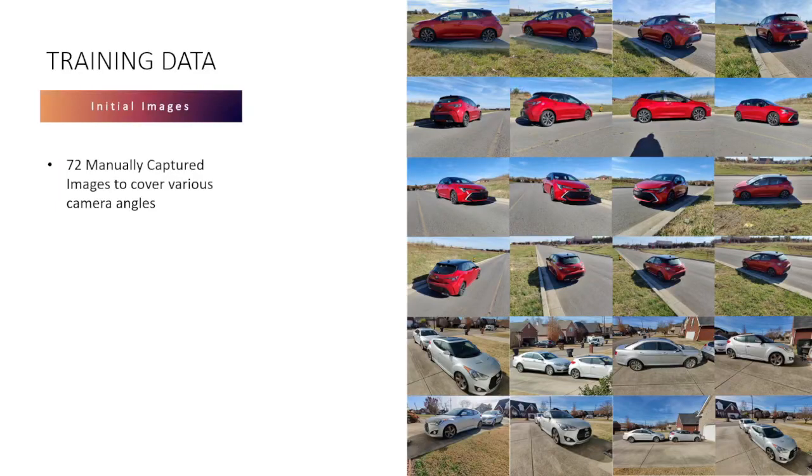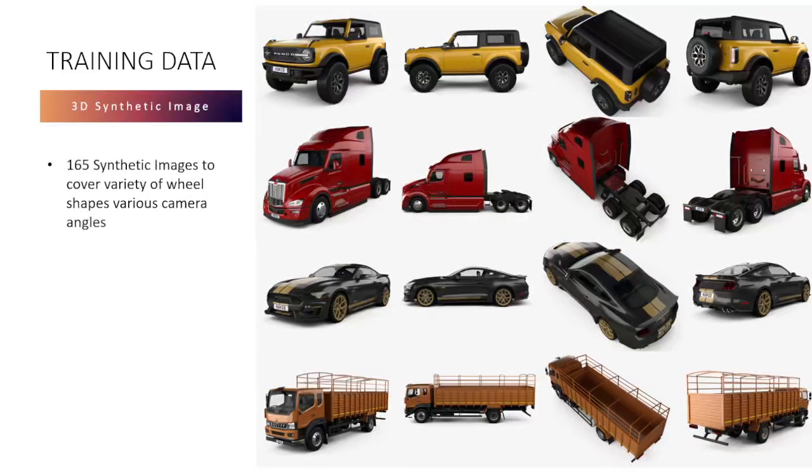The initial training data is composed of 72 manually captured images to cover the various camera angles and the basic scenarios that we're trying to cover here. These are the 3D synthetic images that I used. I gathered 165 images. I did not have ground truth data labels, but I used the previous weights of the model to automatically label these and fine-tune the bounding boxes.